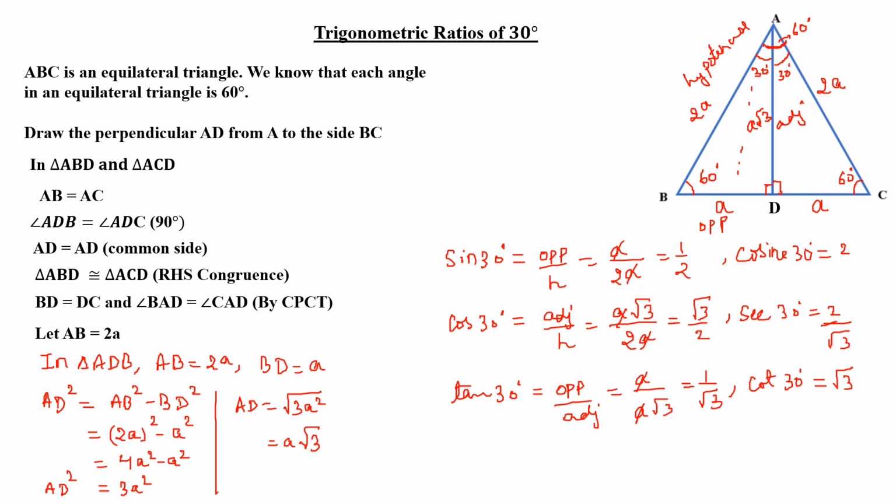Now 60 degree also you have to find using this method only. So 60 degree is here. Now with respect to 60 degree you have to find which is the opposite side, which is the adjacent side, which is the hypotenuse, and using this only. Using this triangle only I am going to find all the trigonometric ratios of 60 degree. Okay.